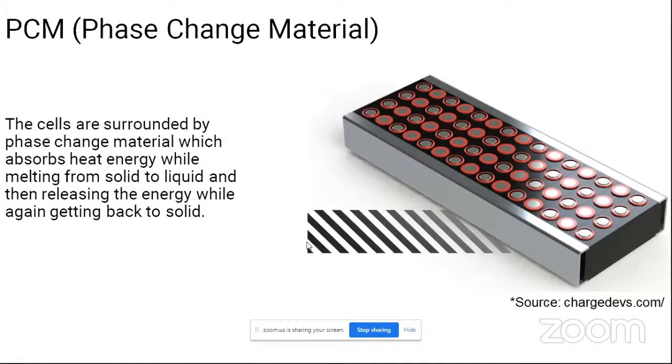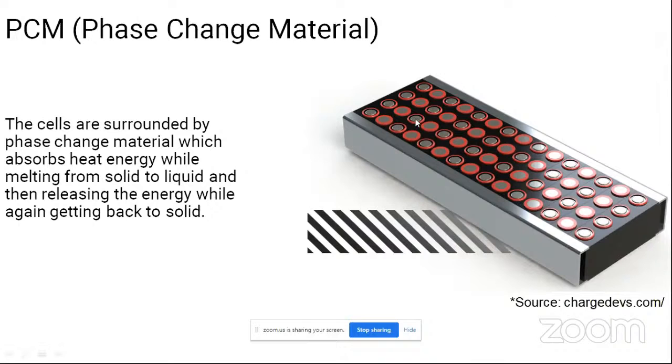And the last one is PCM, phase change material. How does it work in a phase change condition? There is a material called PCM. You can see there is a battery pack and these cells, and apart from the cells there is a black color material. Those are all phase change material. The cells are surrounded by the phase change material, which absorbs heat while melting from solid to liquid, and then releases the energy while getting back to solid.